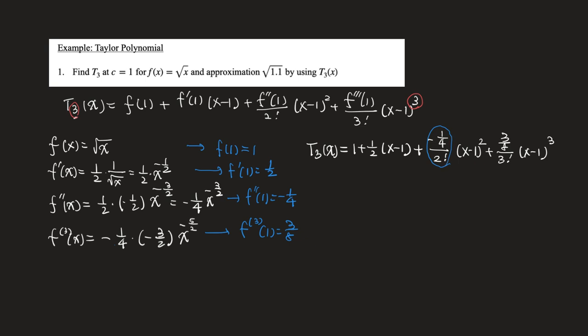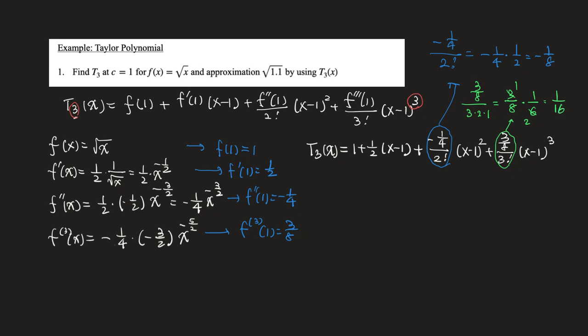What is that one? Right here, guys: negative 1 over 4 divided by 2 factorial, negative 1 over 4 times 1 half, that's negative 1 over 8. Does that make sense? How about the next one? This one: 3 over 8 over 3 factorial. 3 times 2 times 1, that's 6. 3 over 8 times 1 over 6, this cancels out, and you get 1 over 16.